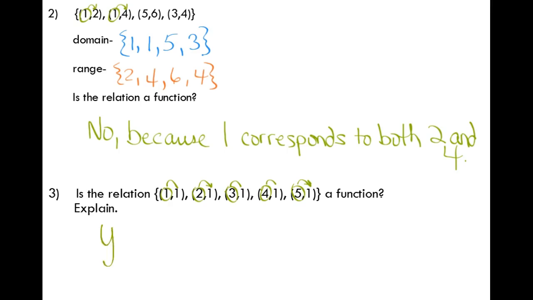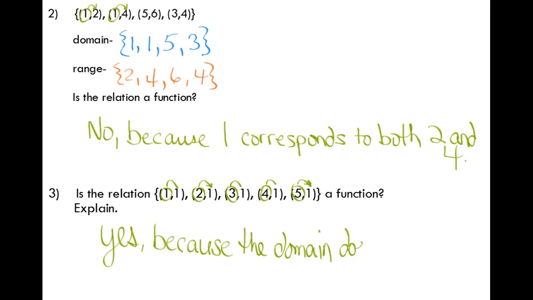So we say yes, because, and we can give the exact same explanation as before if we want, yes, because the domain, remember domain is x values, does not repeat. It may be boring, they may all go to the same place, but you know where they're going. They're all going to 1. They're not going to 2 different places, like in number 2.